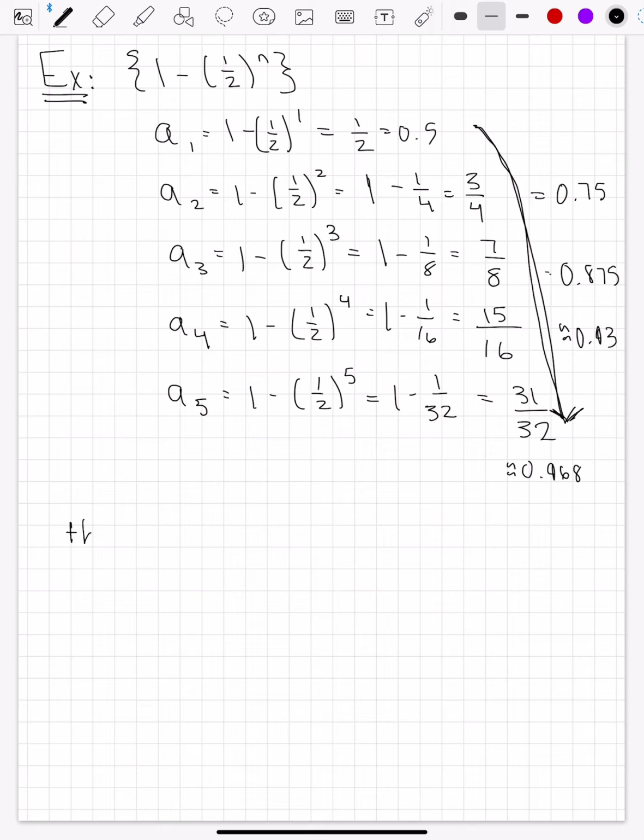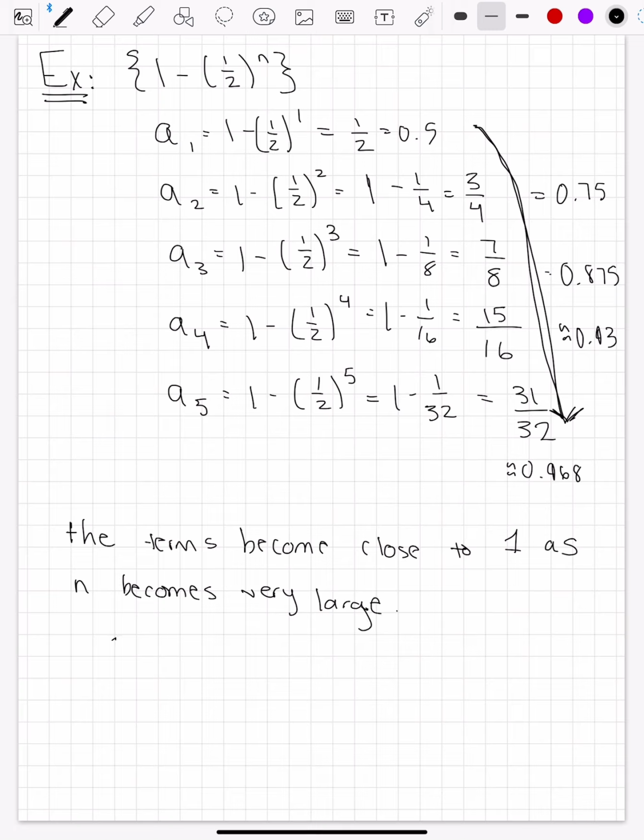So the terms become close to 1 as n becomes very large. And that is indeed our limit.